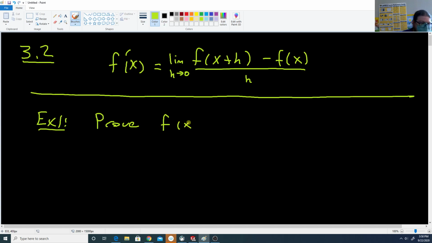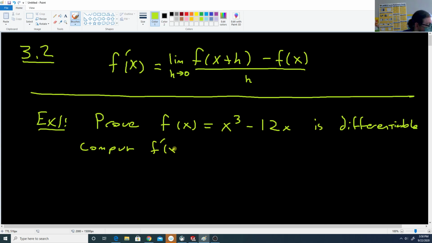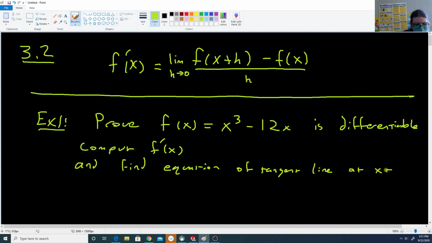So we want to prove that f of x equals x cubed minus 12x is differentiable. We want to compute f prime of x, so we want to find an equation for the first derivative. And we want to find the equation of the tangent line at x equals 3.